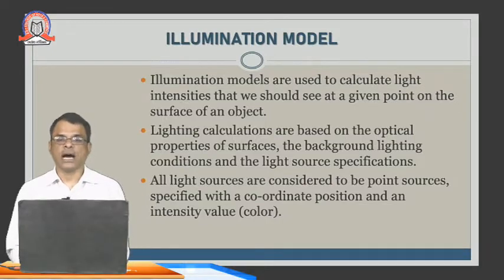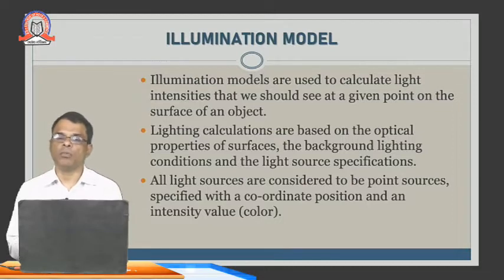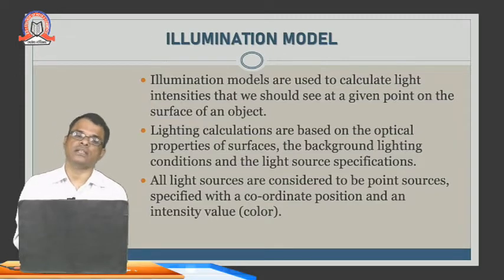Lighting calculations are based on the optical properties of the surface, the background light conditions, and the light source specifications. All light sources are considered to be point sources, specified with a coordinate position and an intensity value. These are some assumptions. So this lighting depends on these three factors, and all light sources are considered to be point sources. They are generating from a point. This is the consideration there.